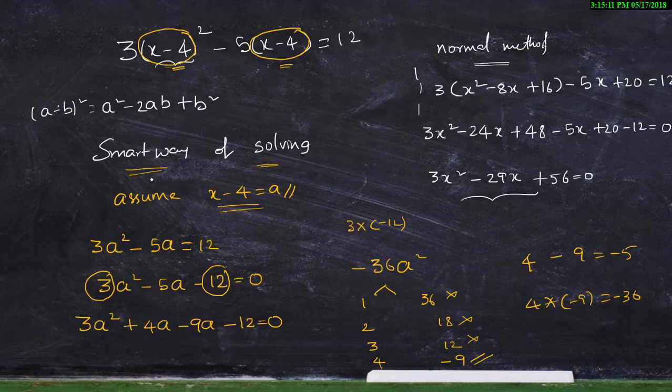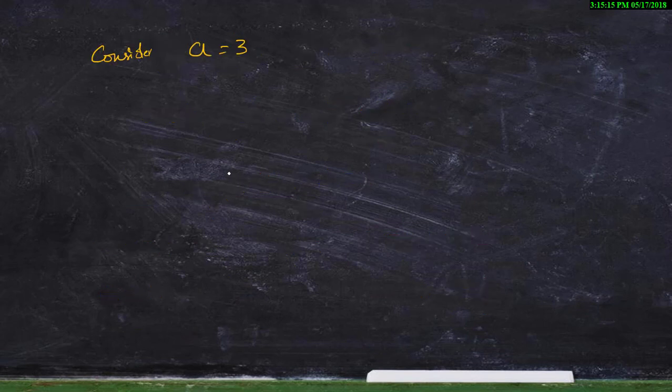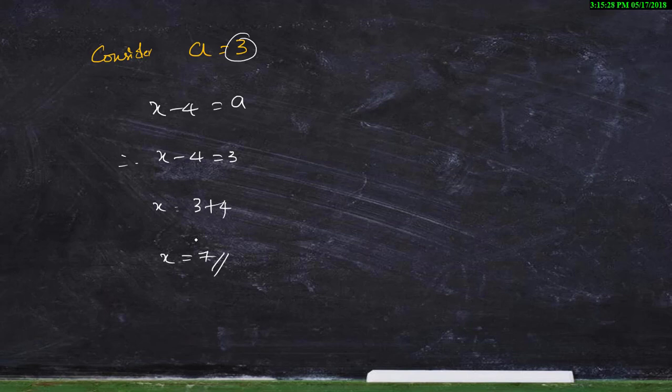First take a is equal to 3. Consider a is equal to 3. But what is a here? x minus 4 is equal to a, right? So ultimately we have to find x. So x minus 4 is equal to a, therefore x minus 4 is equal to 3, so x is equal to 3 plus 4, that implies x is equal to 7, right? We have to find the x value.